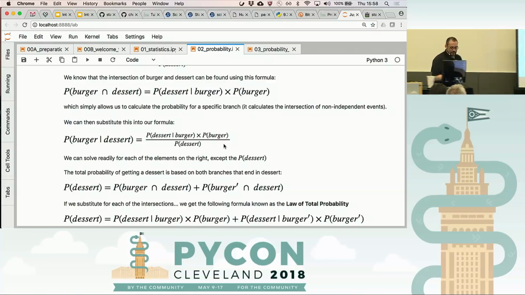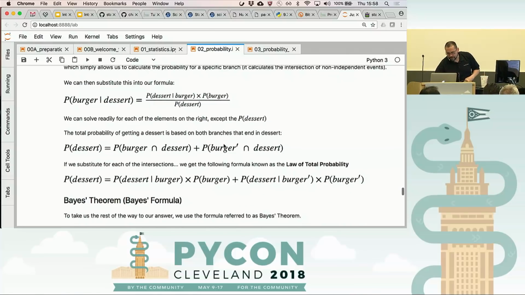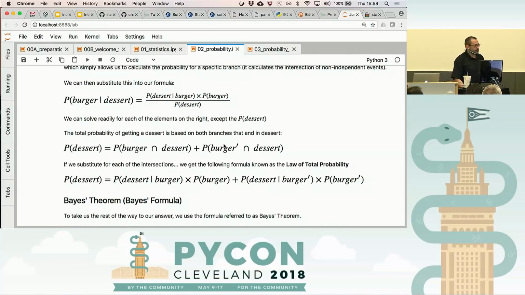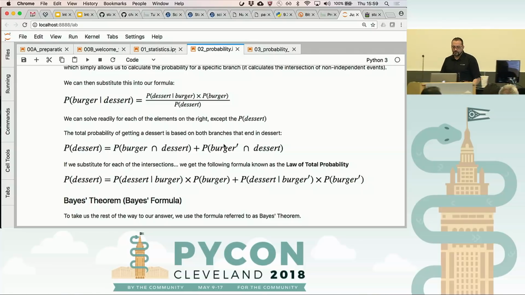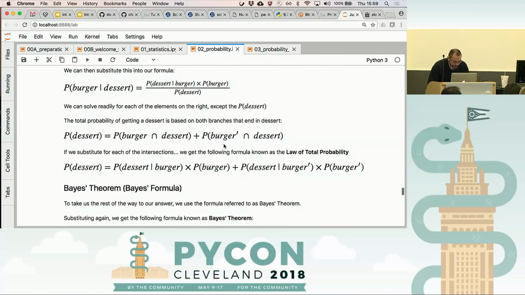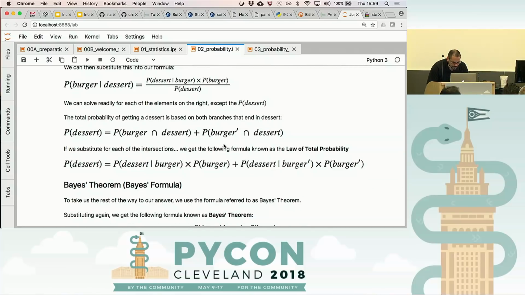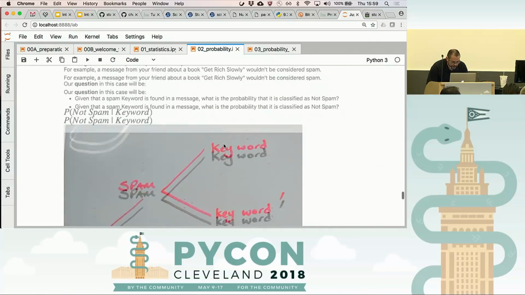Now, the magic becomes, substitute these, break them out a little bit, and we can solve for what the probability is they ate a dessert, and that is the law of total probability. All right. Let's take a quick look at this for a sec.